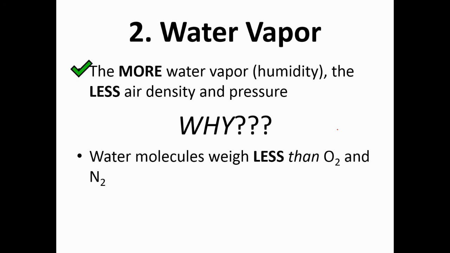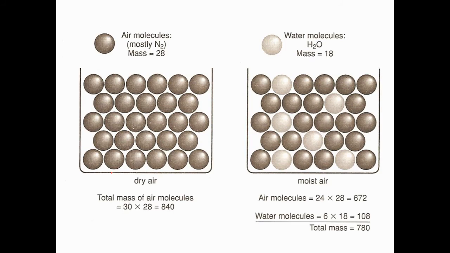So if we look at the atomic masses of O2 and N2, here I have nitrogen. Air molecules are mostly nitrogen, and nitrogen has a mass of 14, so the mass of each of these N2 air molecules would be 28. Water molecules, which is H2O, the 2 H's have a mass of 2. Oxygen has a mass of 16, so the total mass of a water molecule is 18. So these weigh more than water; their atomic mass is more.